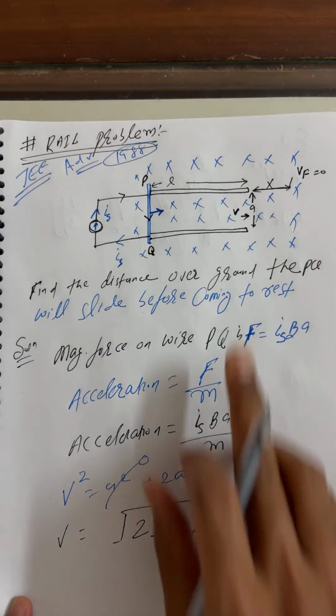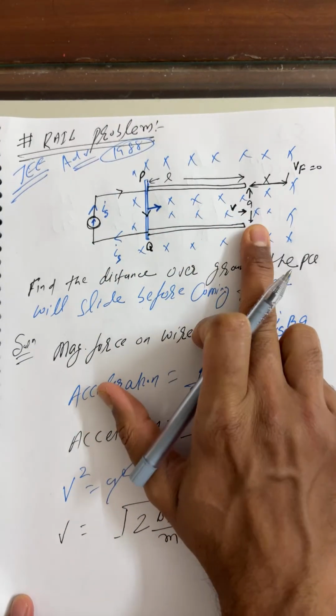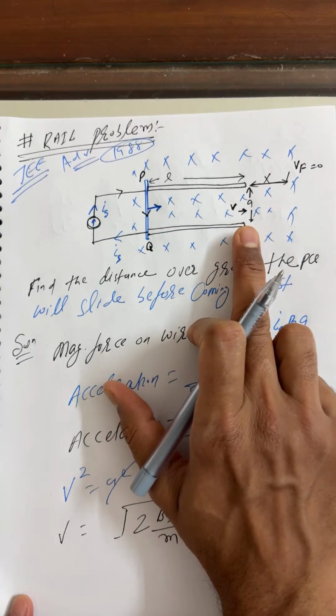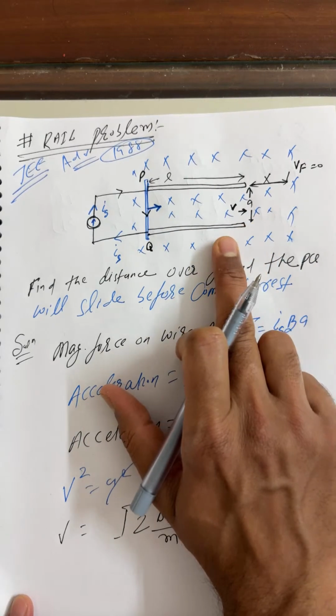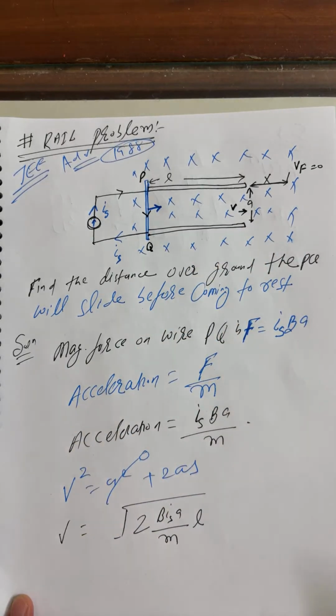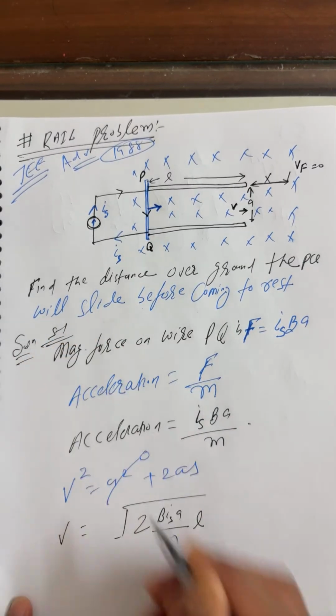Now here, if this PQ rod once hits the ground, what is the acceleration of wire PQ on the ground? Due to friction, the acceleration is equal to minus mu g. So now you can take this into consideration as step 1.